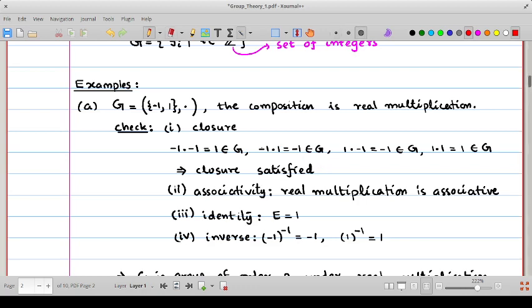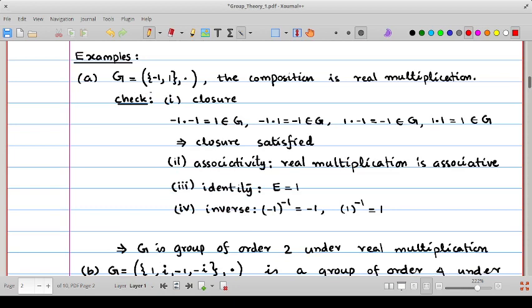Next, we need to consider the associative property, but we already know that real multiplication is associative, and therefore that is settled. The next one is the existence of an identity element. Here we see that the number 1 is the identity under real multiplication, and therefore the identity element here is 1.